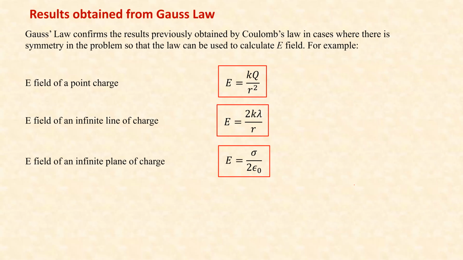So E becomes sigma over 2 epsilon naught, and it does not depend on the distance. Right? Any questions? All right. So these are familiar results from before that we knew from Coulomb's law, but now we can find them also from Gauss's law.